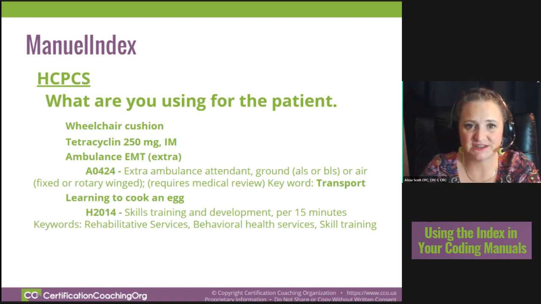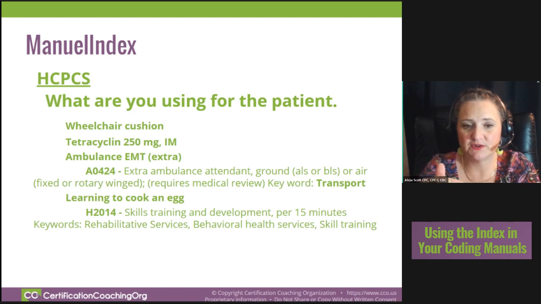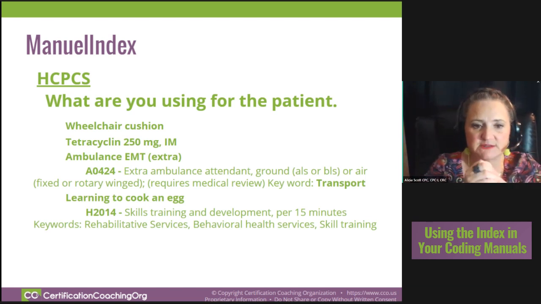It's an injection. And so it's an intramuscular injection. You're not going to be able to find tetracycline by itself. It's going to be under injection. Then what are you injecting? Tetracycline. So what do we look up for an antibiotic shot? Injection. You don't have to know that it's intramuscular or whatever. You just have to know it's an injection. That's what IM stands for, intramuscular. Now I have sub-Q. They've got all different kinds.